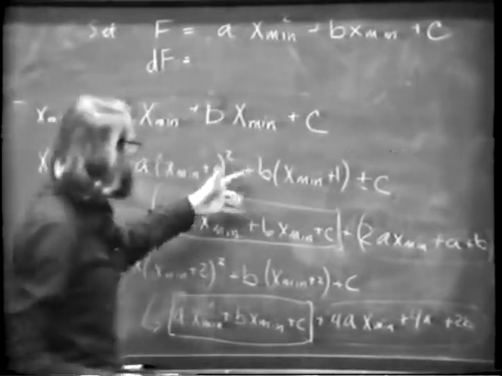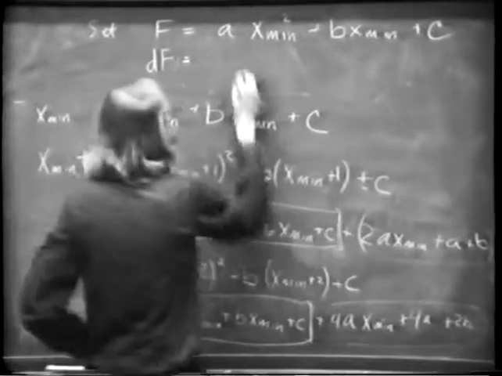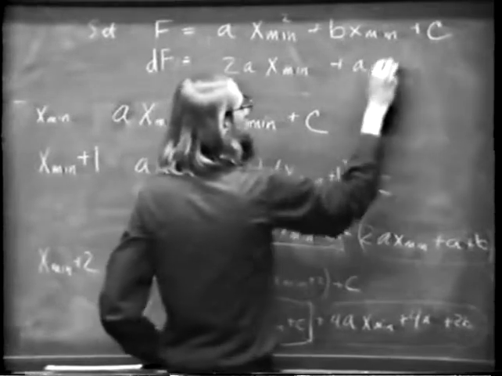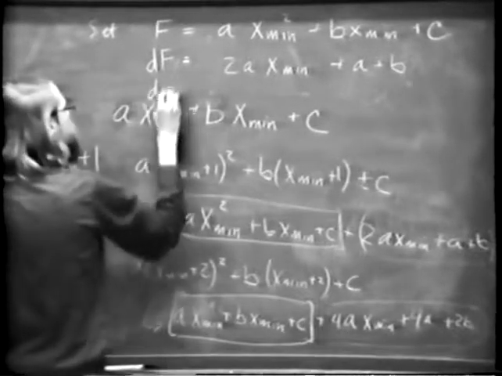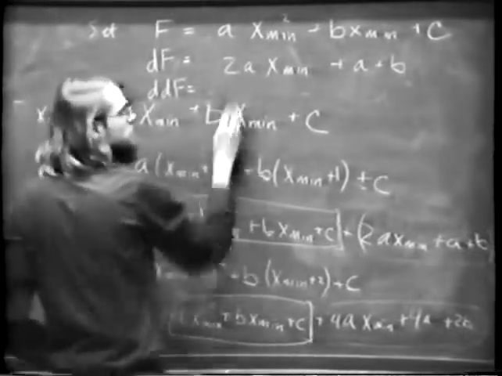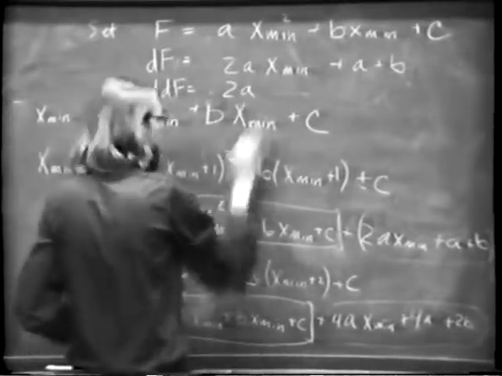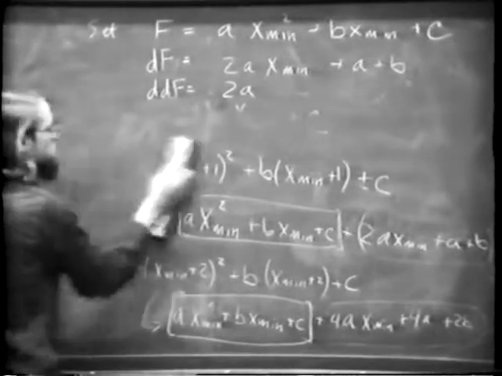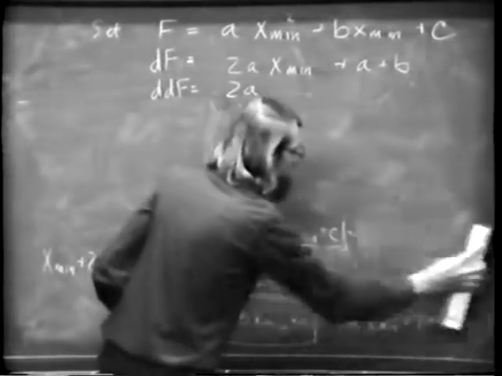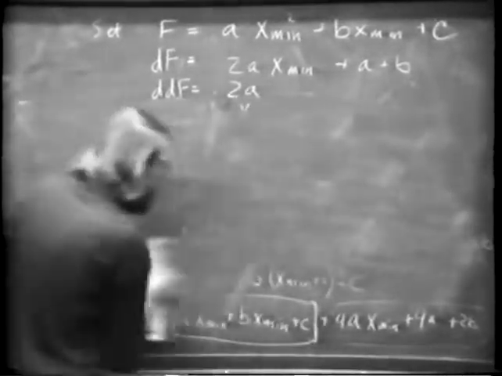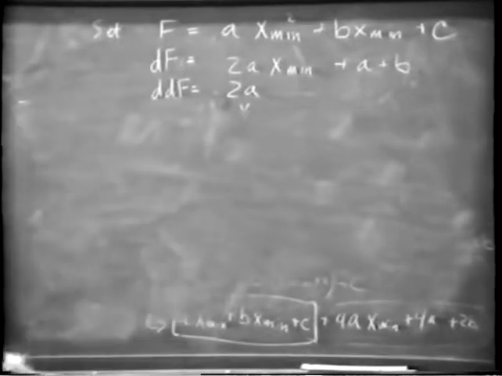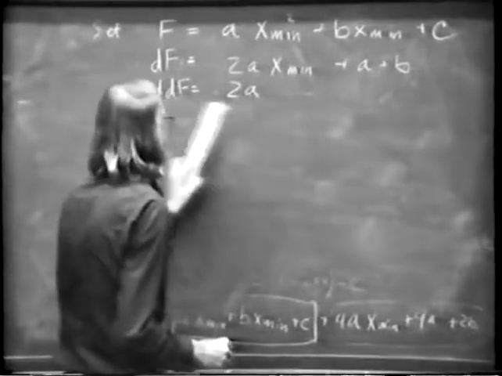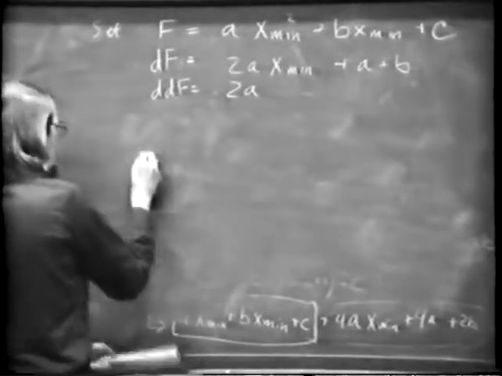The initial difference that we're going to add is 2a x min plus a plus b. And the second difference is just 2a. Now we can erase all this stuff. So we initialize those 3 memory values like that. And then each step through the x loop, we do the following thing.